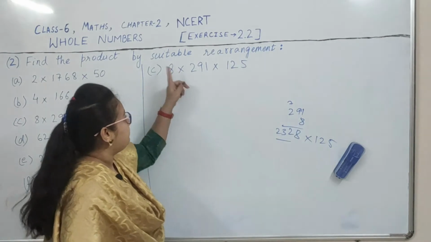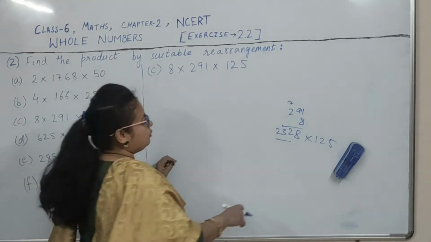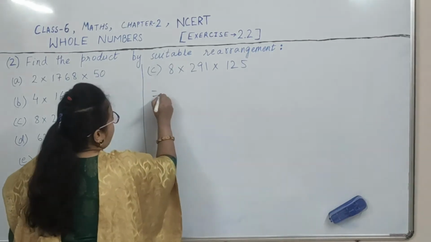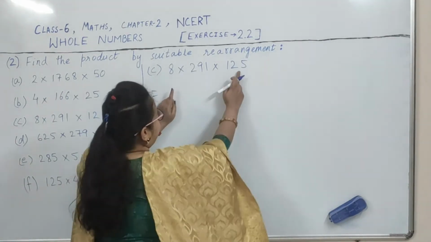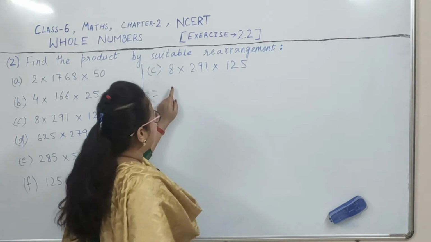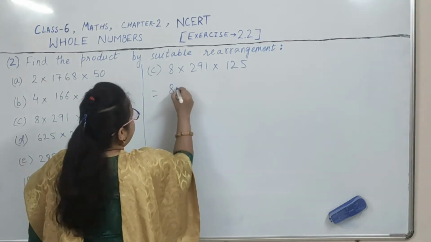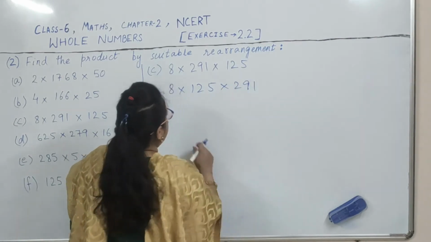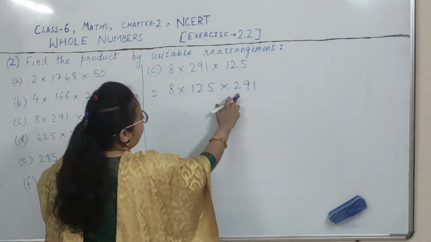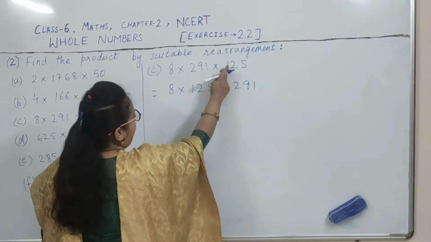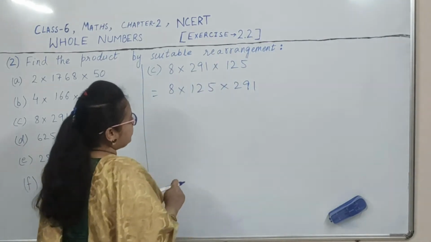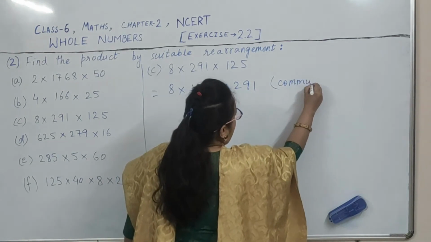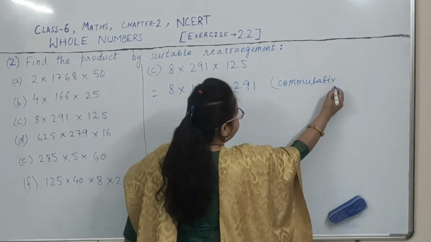So we will rearrange the numbers and make use of the properties and we will make it very easy. So what we will do, if we take this here and this here, then what will that be? 8 into 125 into 291. So what we did, we brought this here and this here. So what is this property? This is known as commutative property.